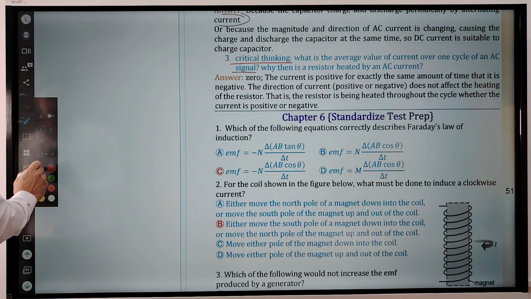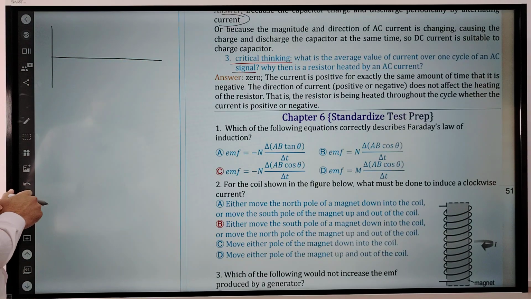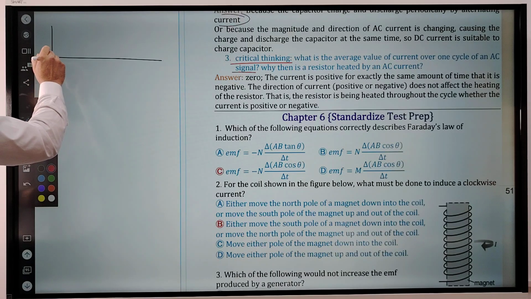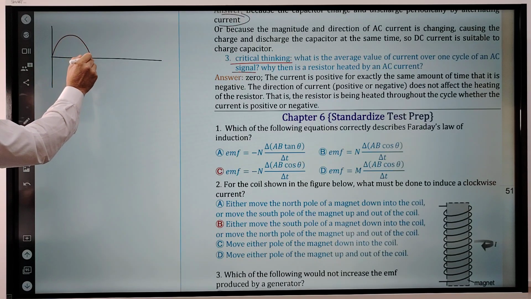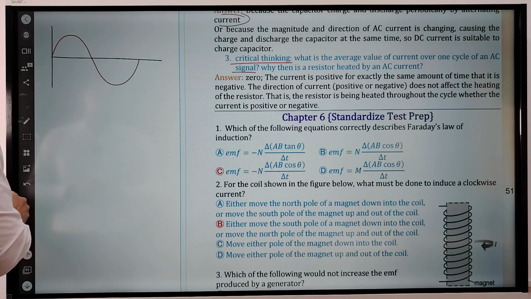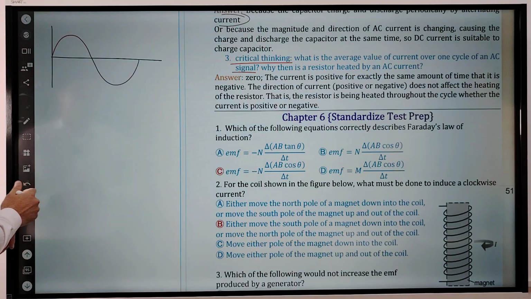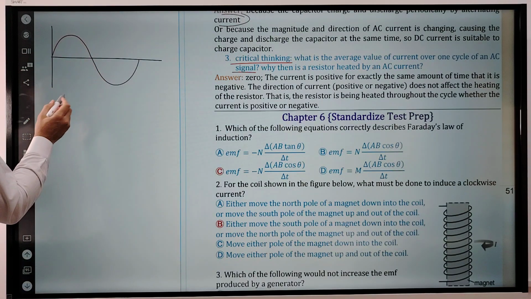The average value for current over one cycle. This is half cycle and this is one cycle. Okay? The average value of the current for one complete cycle is equal to 0. I average is equal to 0.